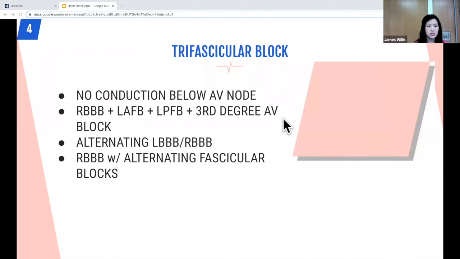And finally, we have the trifascicular block, which is basically everything combined. Imagine no conduction below the AV node. So you have everything: the right bundle, the left anterior, the left posterior, and a third degree AV block. Sometimes you might see an alternating left bundle branch and right bundle branch, or sometimes you might see a right bundle branch with alternating fascicular blocks.